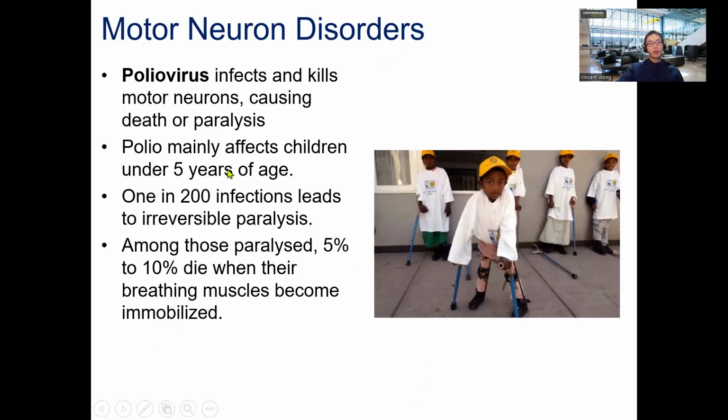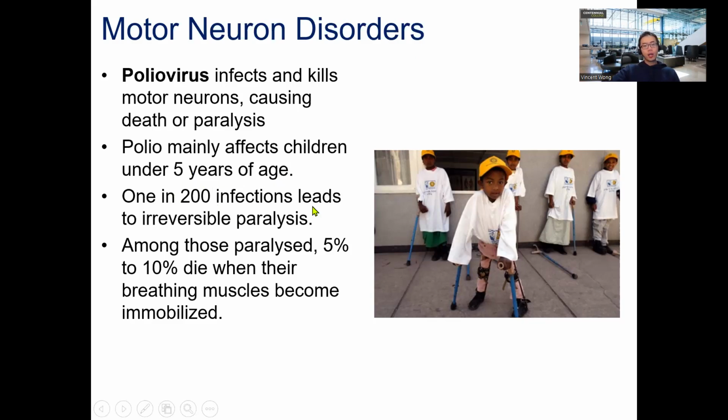So two disorders here. The first one is polio. Polio virus infects and kills motor neurons. And if you don't have the motor neuron, then you cannot communicate with your muscle, which results in paralysis if it's skeletal muscles that are being affected. But if it's the motor neuron that goes to your lungs, for example, or that goes to your heart, then death could occur, because you would no longer be able to tell your breathing muscle to operate, for example, and of course that's a cause of death. Polio mainly affects children under 5 years of age.